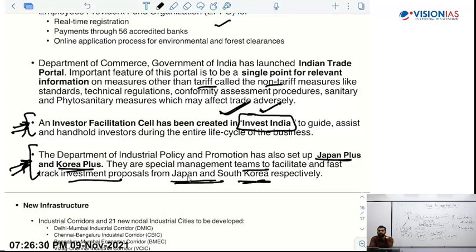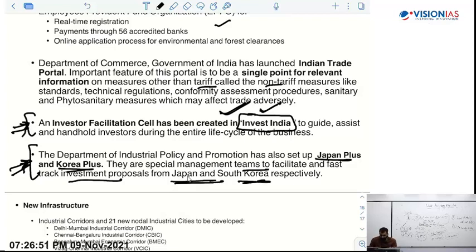Why do we need foreign investments? Because they will bring in the technology. They will bring in new processes. They will bring in new products. So that is why Make in India is trying to bring in a lot of foreign investments in the country. Invest India, Japan plus, Korea plus, these are the steps taken in this regard.